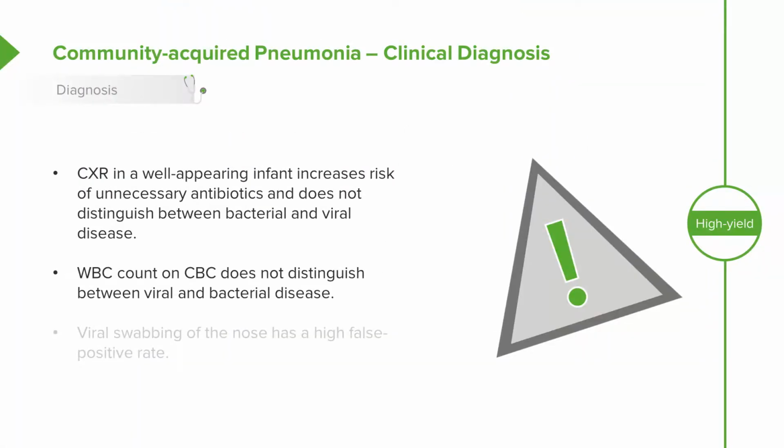The white count on a CBC in no way distinguishes between viral and bacterial disease. It does not help at all. So there's really no role for a white count in distinguishing between viral and bacterial disease. Viral swabbing on the nose has a high false positive rate. So it's unclear that a child couldn't have a bacterial illness even if they have a positive nose swab. So that test is somewhat useless as well.